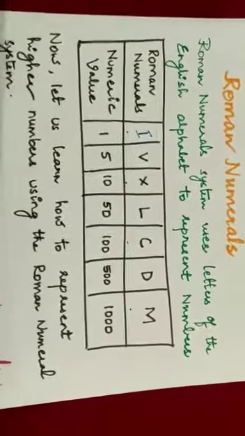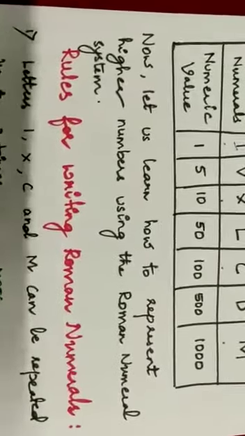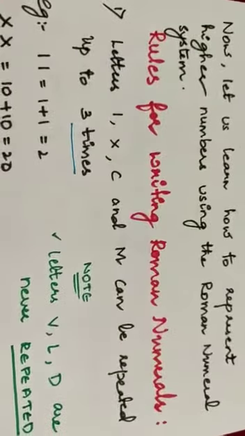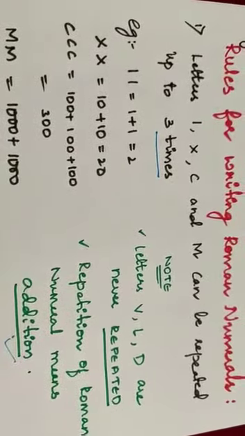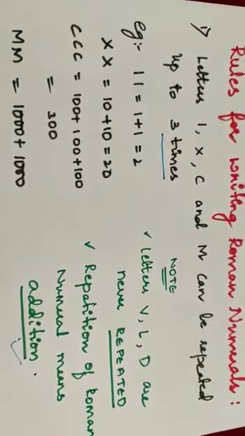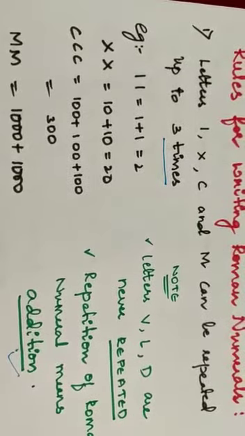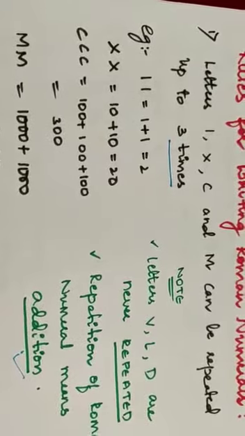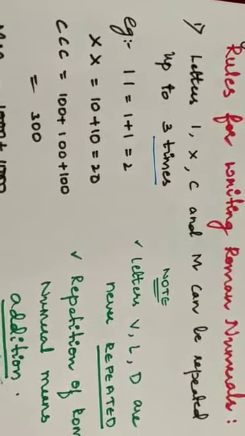Now let us learn how to represent higher numbers using the Roman numeral system. There are certain rules for writing these Roman numerals, children. The first rule. So rules, you have to pay complete attention. Without rules, you cannot write the numeric value of any number given in Roman numerals. So please pay attention, children. What is the first rule?